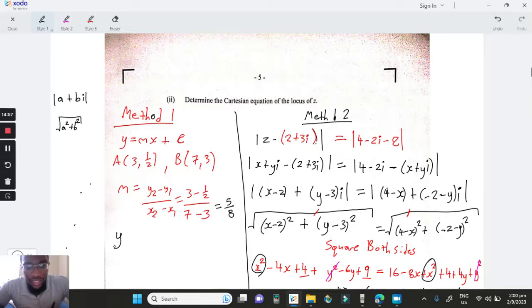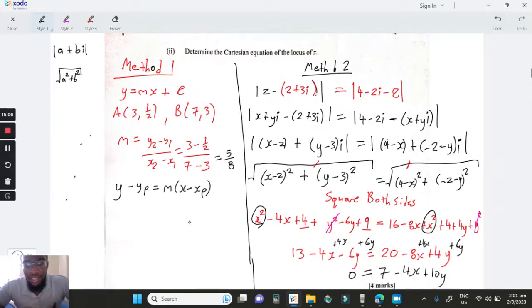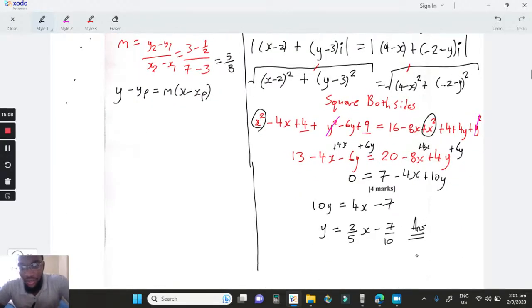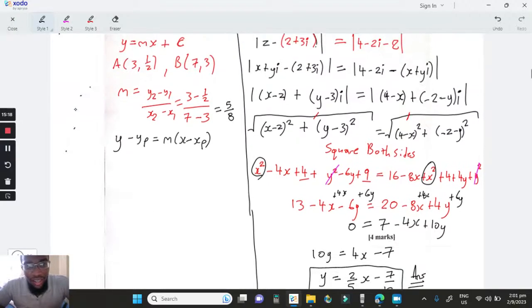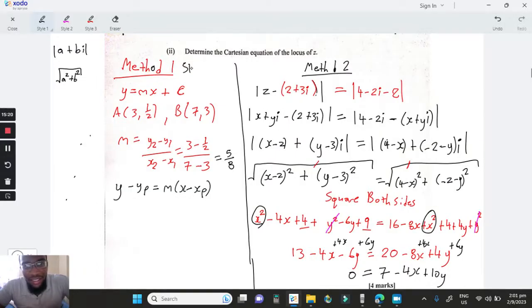Then remember the equation is y minus yp equals the gradient in brackets x minus xp. And remember the sketch is not so accurate. Notice the other method gave 2 over 5, which is 0.4. 5 over 8 is a different answer altogether. So clearly you can see the sketch method is off. This is from our sketch, so you have to tell them that it is from the sketch.